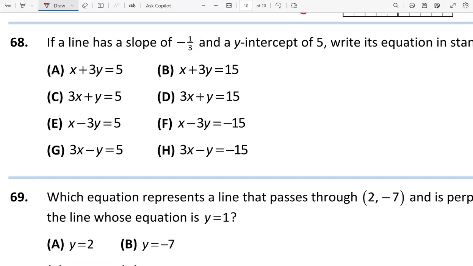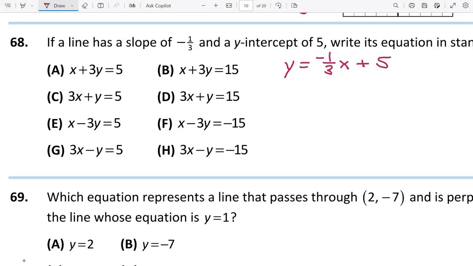In 68, we have a line with a slope of -1/3 and a y-intercept of 5, and we're to write the equation in standard form. If we're given the slope and a y-intercept, it's easiest to start with the equation in slope-intercept form, or y equals mx plus b form. M is -1/3 and b is 5.